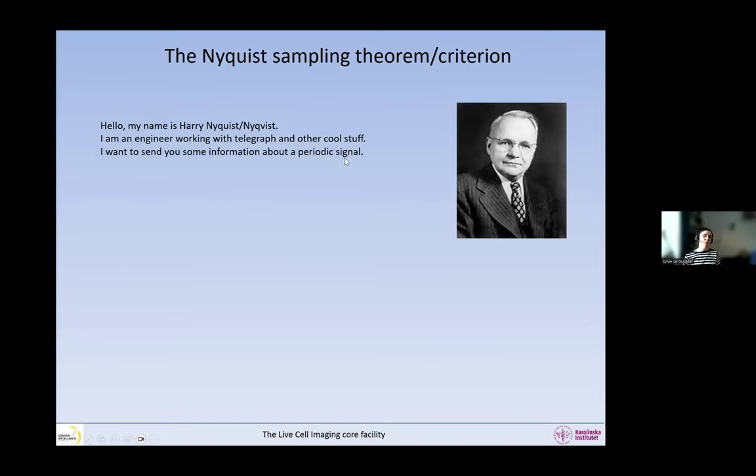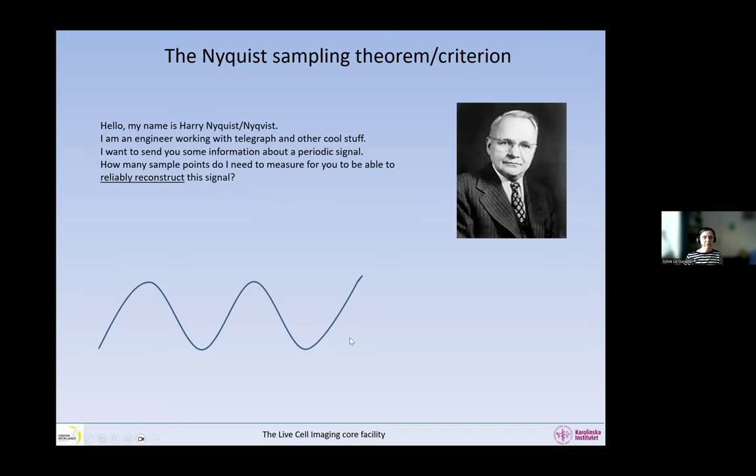So I want to send you some information about a periodic signal. So this is the periodic signal. And you know, you're far away. This is now the time of telegraphs. It's extremely exciting. You can send information across long distances without having to go on your horse and carry the information. So I have a periodic signal and I want to send you this information. How many sample points do I need to measure on this periodic signal for you to be able to reliably reconstruct the signal? Zillions of points? Yes. Absolutely. If you send me zillions of points, I will be able to reliably reconstruct this curve.